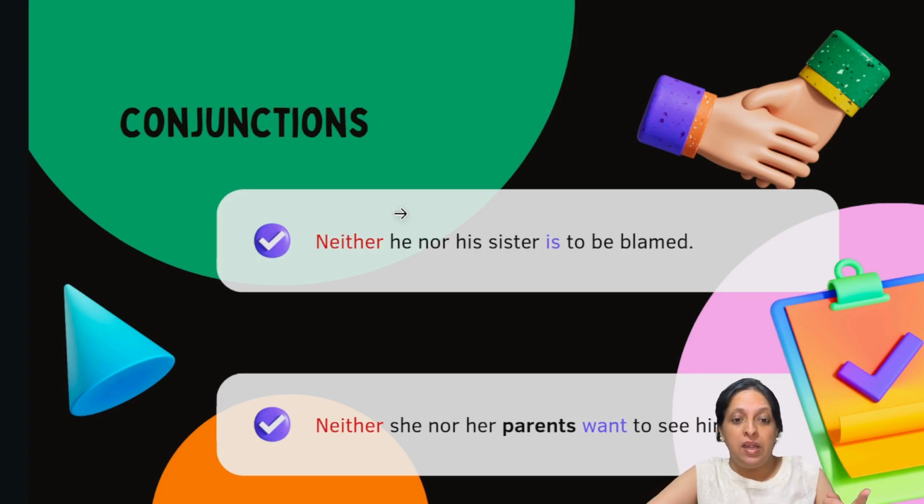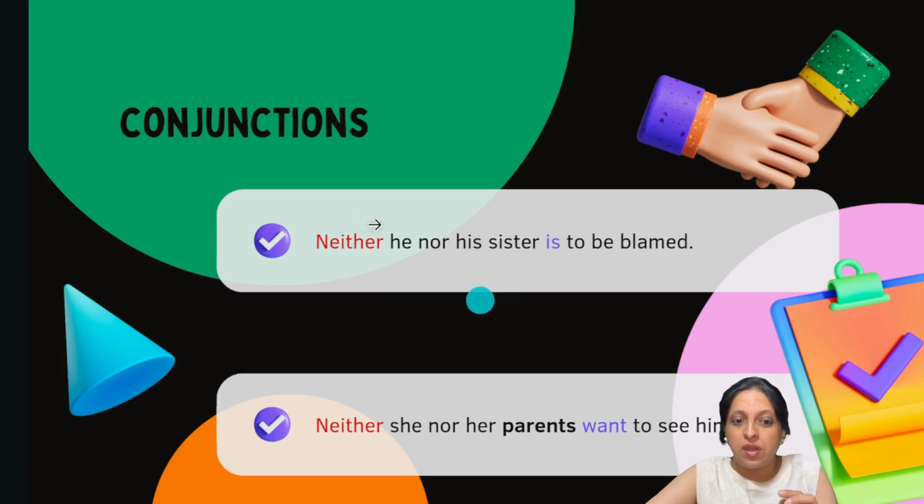Neither he nor his sister. Again, who are the subjects? I'm talking about two singular subjects again. He is a singular subject. Sister is a singular subject. His sister. He's got one sister. Then it is a singular subject. So neither he nor his sister is to be blamed because there are two subjects, two singular subjects.